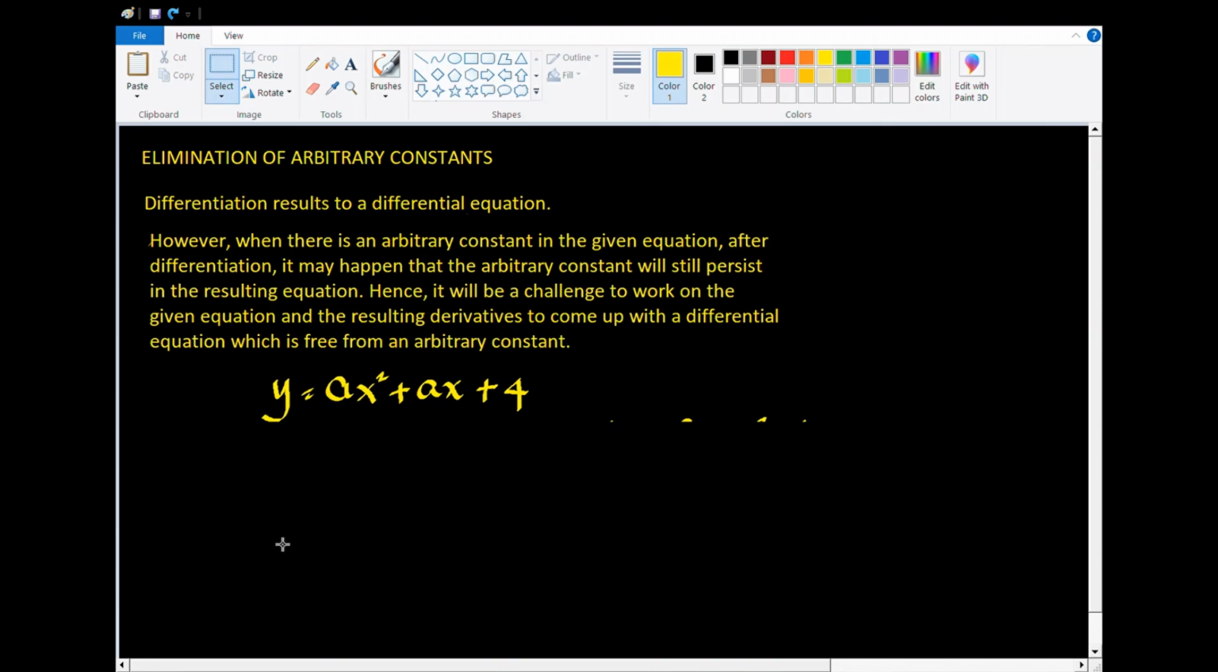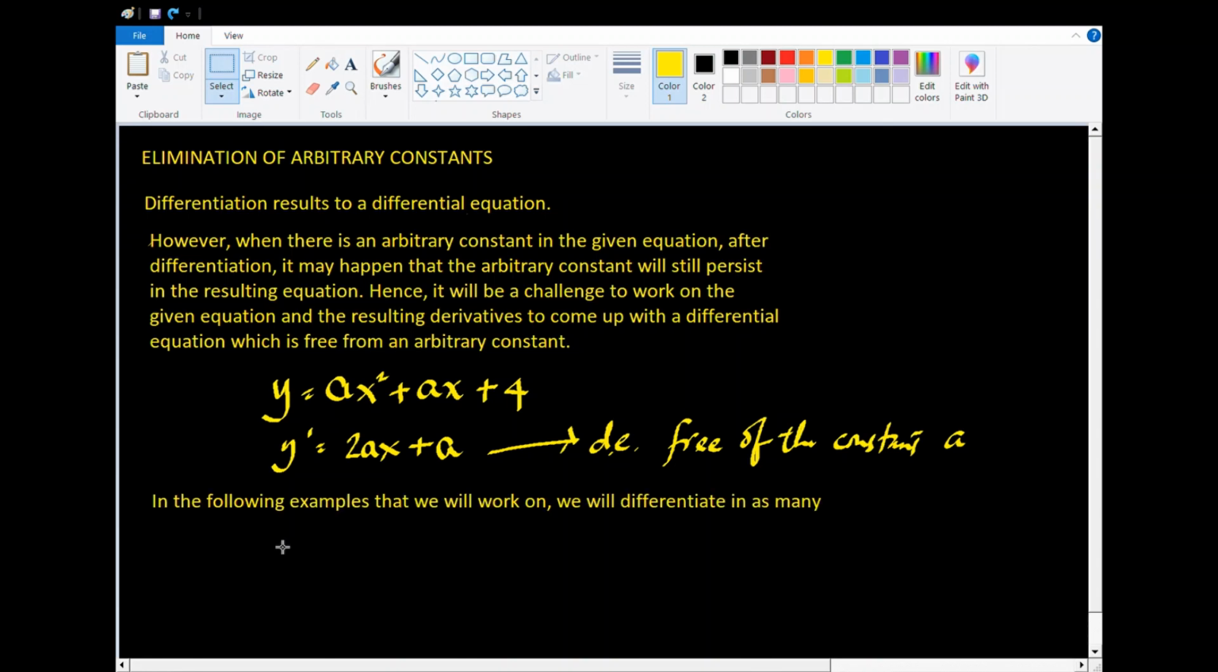Supposing that we are given the equation y equal to ax squared plus ax plus 4, where a is an arbitrary constant. We proceed by differentiating both sides with respect to x, and we get y prime equal to 2ax plus a. So it is now a challenge for us to come up with a differential equation that is free of the constant a in this example.